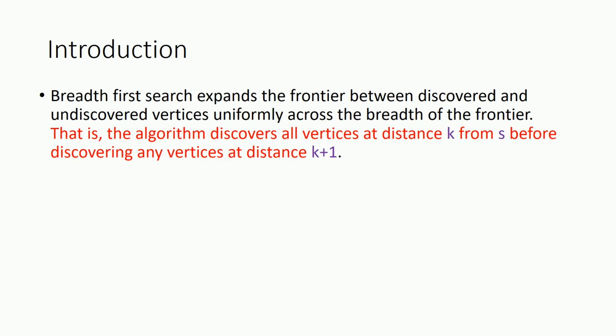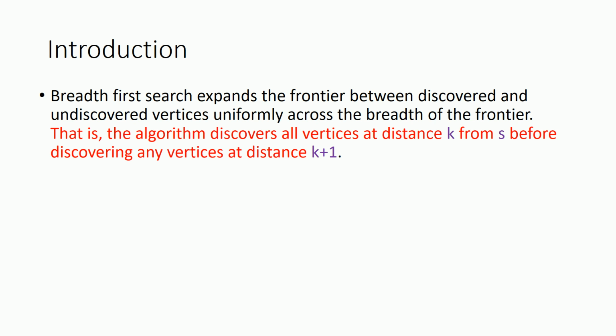Breadth first search expands the frontier between discovered and undiscovered vertices uniformly across the breadth of the frontier. That is, the algorithm discovers all the vertices at distance k from the source before discovering any vertices at distance k plus 1 from the source.